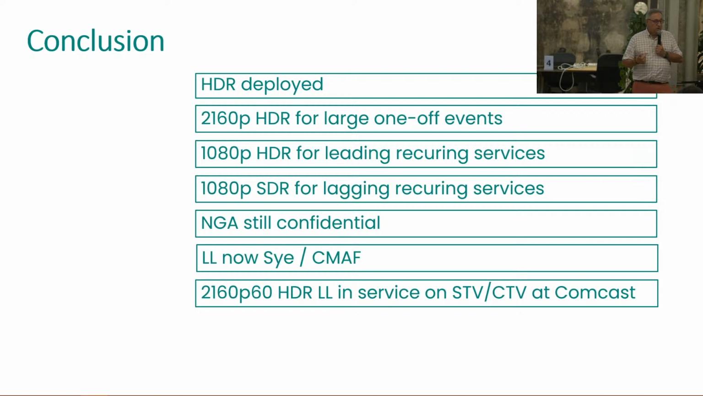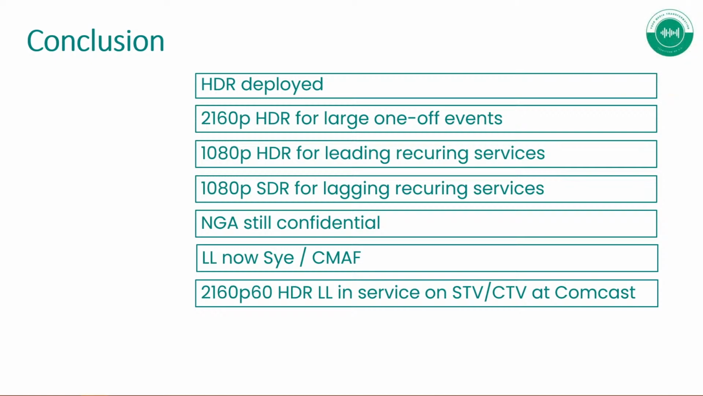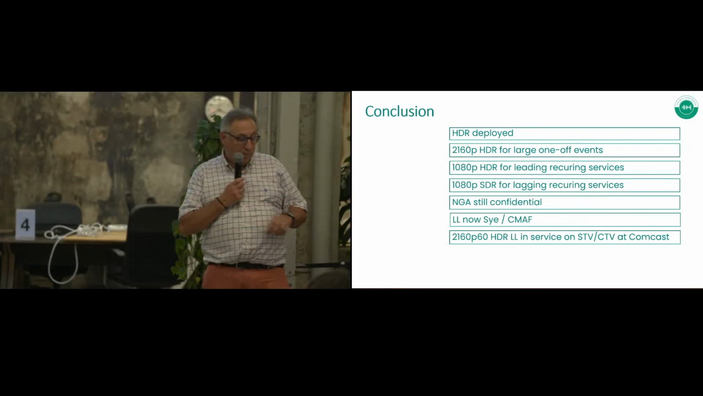So to summarize, HDR is deployed in the United States for sports, 2160 HDR for large one-off events, the Olympics and the Super Bowl. 1080p HDR for leading recurring services. I put in this category Amazon, for example. They are leading. They are doing whatever it takes to make the best service. 1080p SDR, I call that lagging recurring services, people who have a match every week. NGA, still confidential. Dolby Atmos, MPEG-H, not very well deployed. Low latency is available now through SAI, Amazon SAI, or CMAF, low latency HLS and Dash. And for me, the 2160p60 HDR low latency in service on set-top box and connected TV at Comcast was a breakthrough for those Olympics.